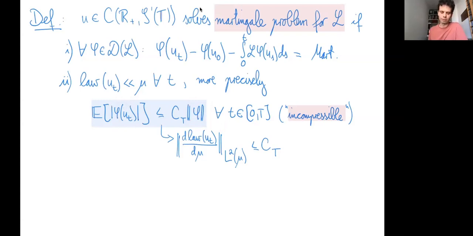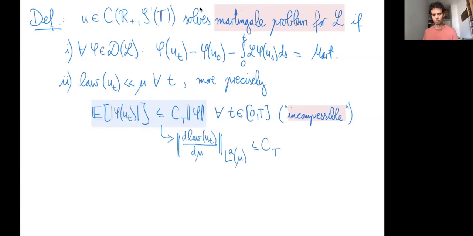Once you have this relation, it tells you in particular that the law is absolutely continuous. You can follow this because you can just plug in an indicator function of a mu-null set on the right-hand side, then this would be 0, and so the left-hand side would also be 0.